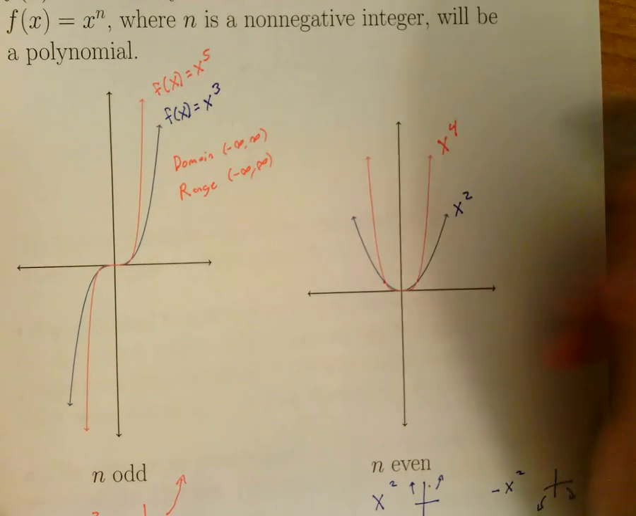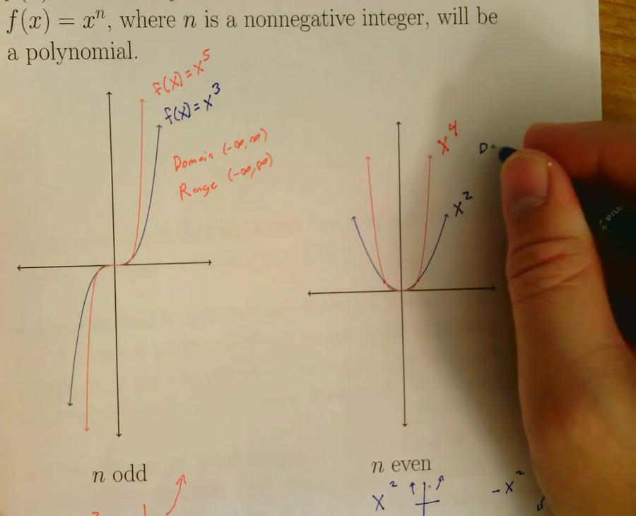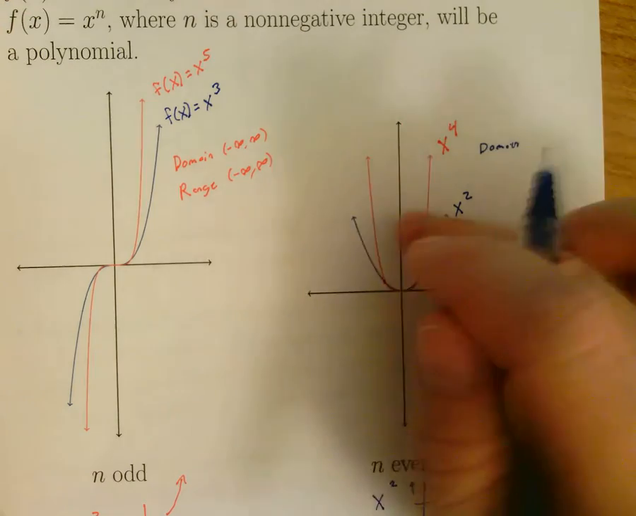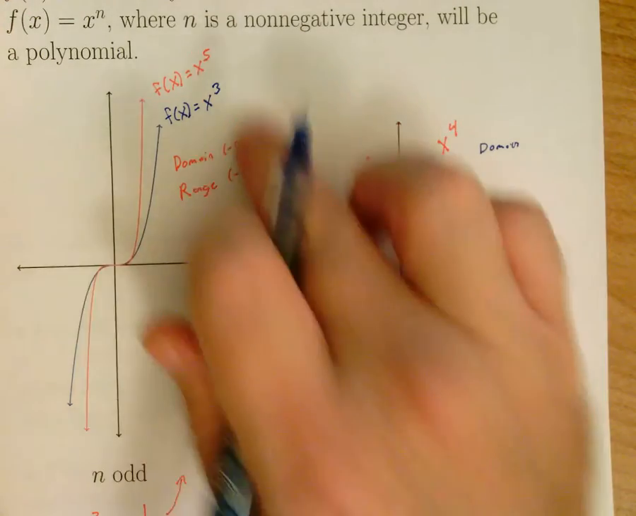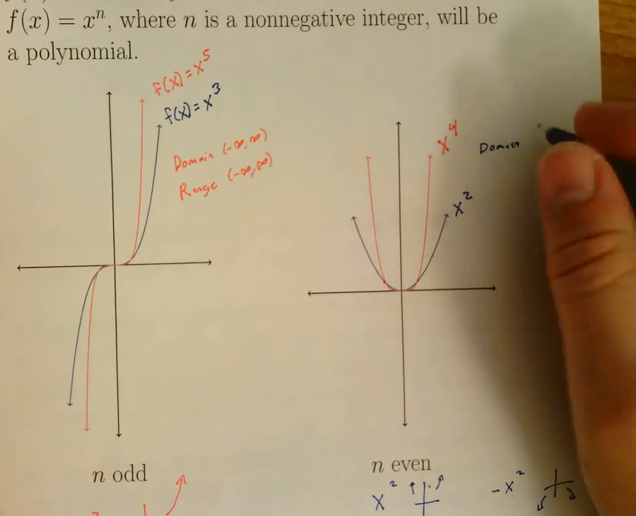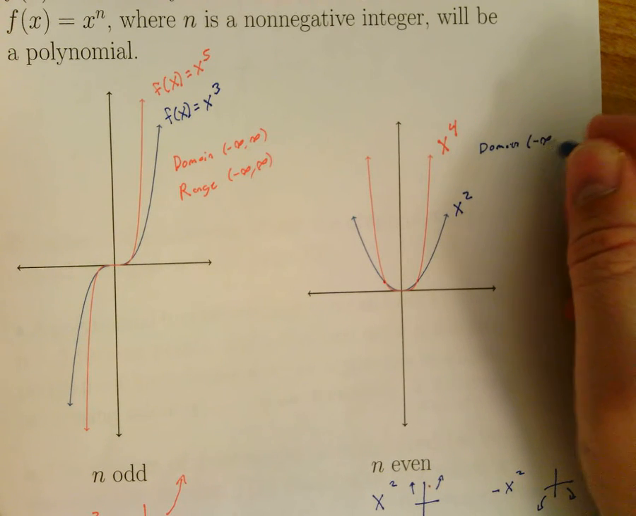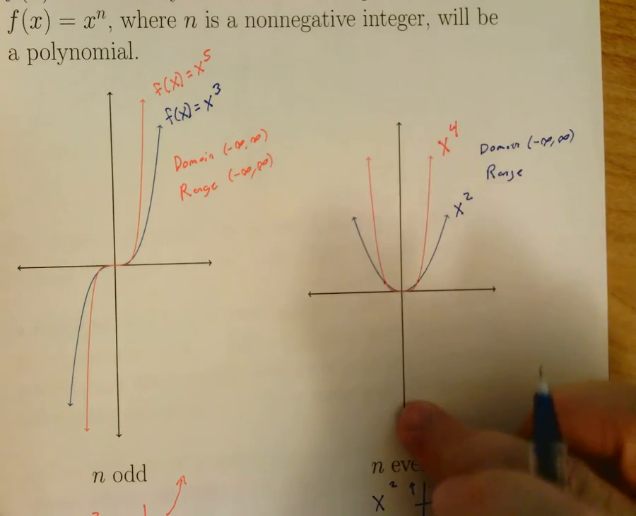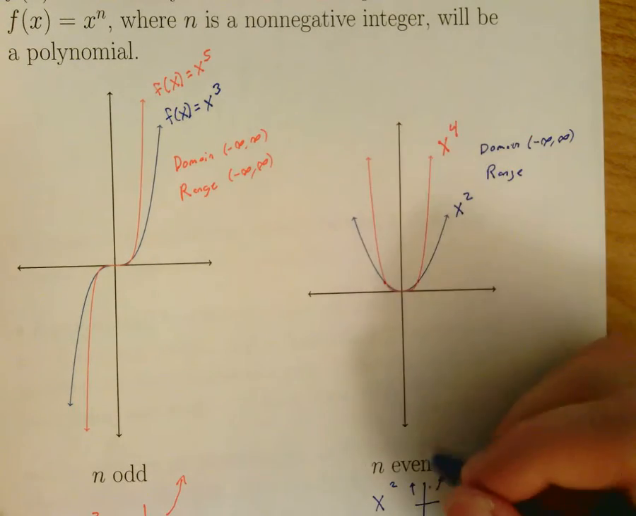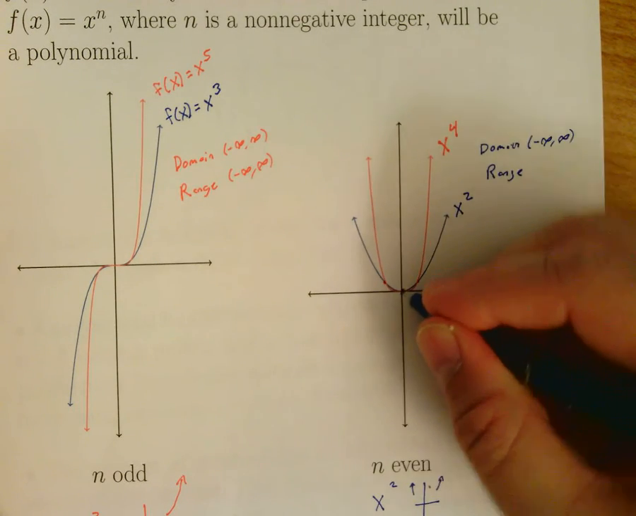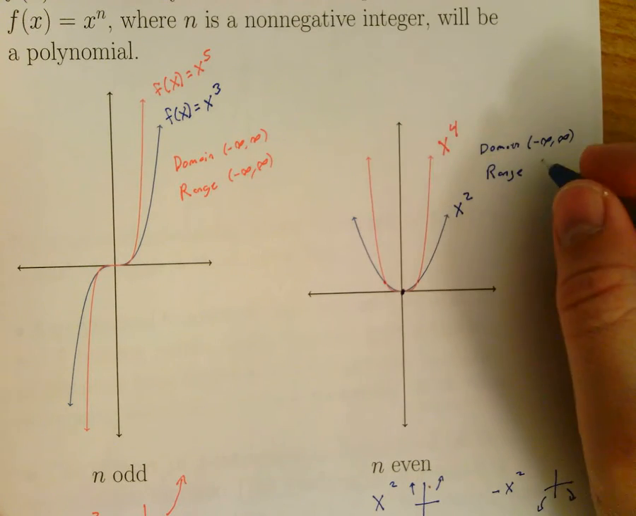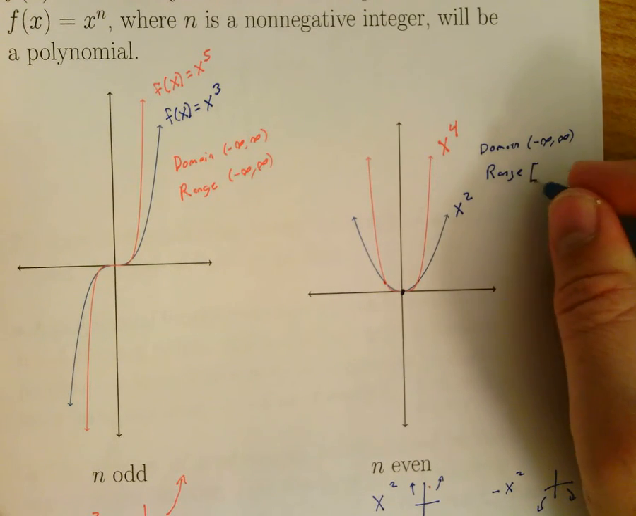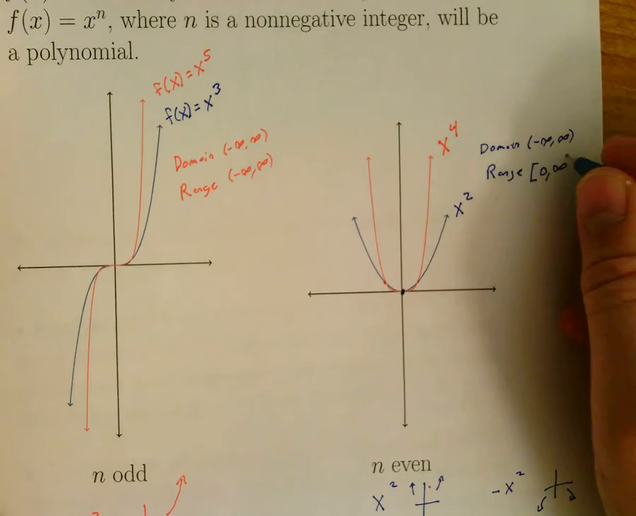But the evens are slightly different. Again, this is for all the ones that are even, like this is for all the odds. The domain is still going to be negative infinity to infinity. But now the range is different. Remember, the range is how low do you go to how high do you go. Well, it goes down to 0, and then it shoots up to infinity. And you include the 0 there. So that goes from 0 to infinity.